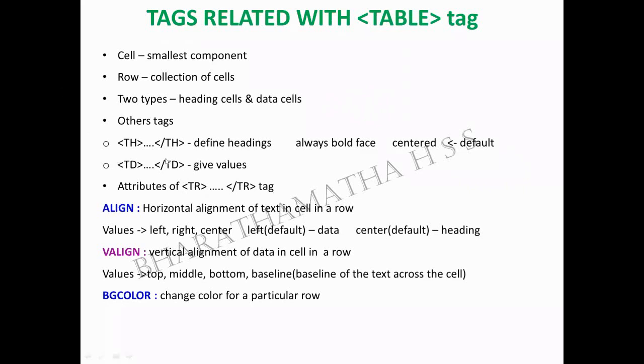So TH and TD. If you want to give a heading to a table, you have to use the TH tag. It is always boldface and centered by default, and in italics also. The next is the TD tag. TD tag means table data. So for each heading, you have a set of data or values to be given. That is done with the help of your TD tag. Everything goes on only in rows. Every single row only you're going to create.